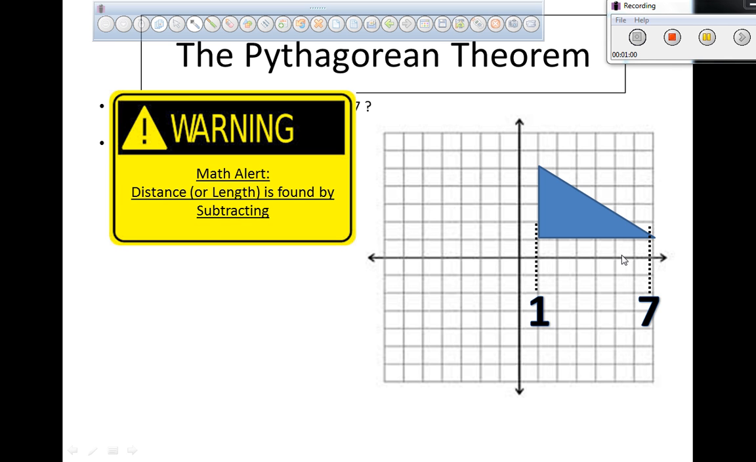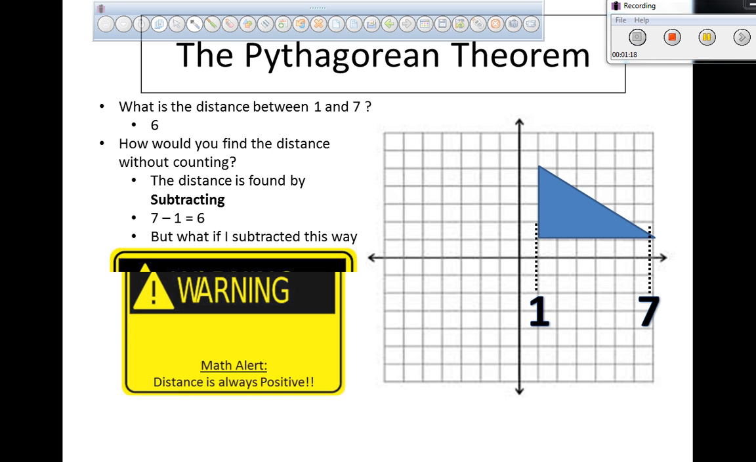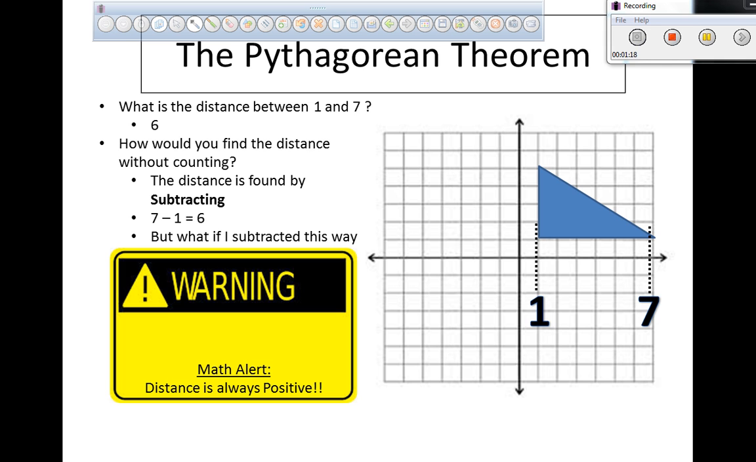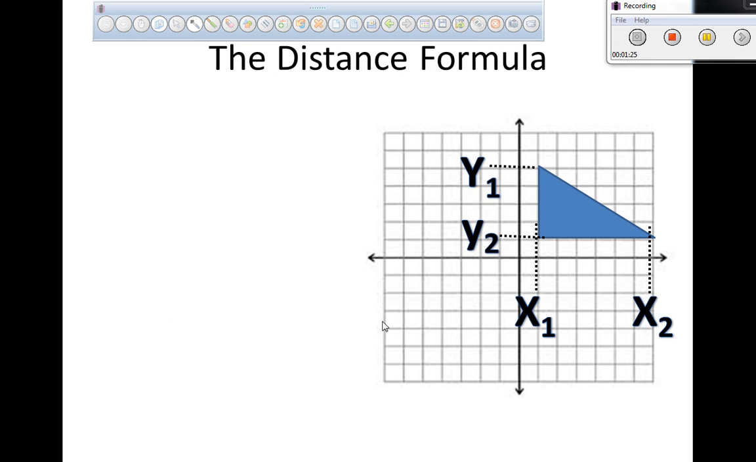Now remember, distance, or length, is found by subtracting. So we take 7 minus 1, or we could do 1 minus 7, but we'd have to take the absolute value of it. So remember that subtracting 7 minus 1 is 6 and 1 minus 7 is negative 6, but distance is always positive, so that's where we take the absolute value. And so that's how we get the distance.